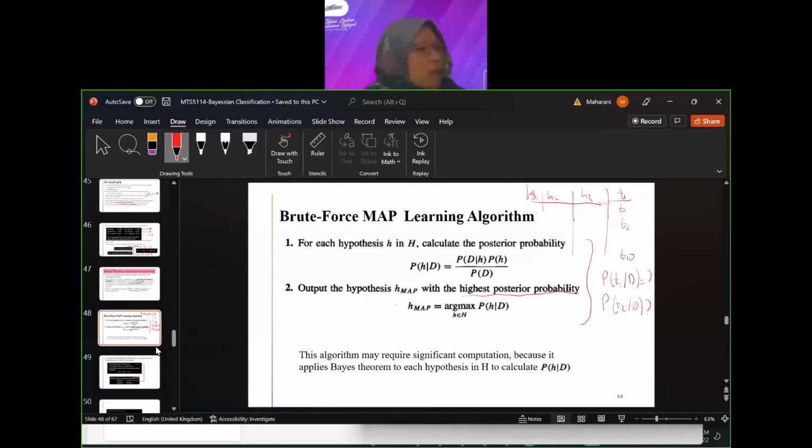Lima lagi Pak. Saya takut terlanjak. Okay.